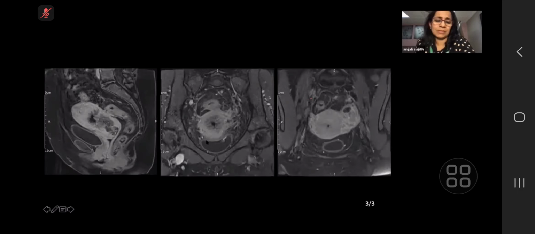So the earlier slide had shown parametrial fat infiltration near the bladder, but in the post-contrast image, you can see the bladder wall is clear of tumor. There's no infiltration. Again, if this bowel involvement was not there, and if it stopped with ovarian involvement and lymph nodes, then it would have been a stage 3.